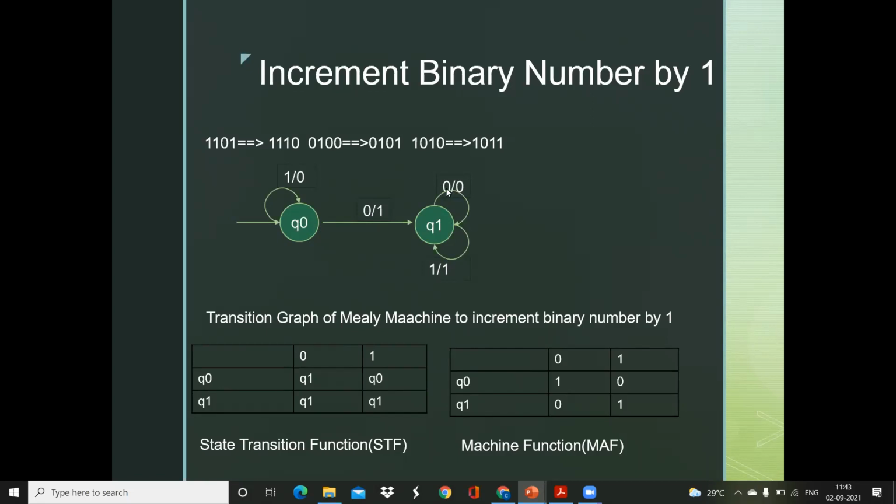On getting 0 input, q1 is producing 0 output. On getting 1 input, q1 is producing 1 output. And from this transition graph, you can see here it is a STF, state transition function, and here it is a machine function. So take a note of this.